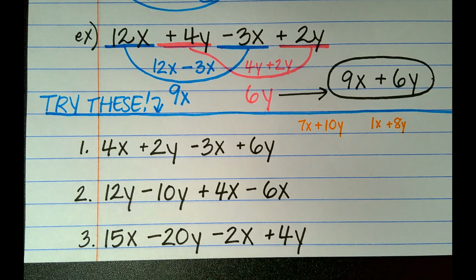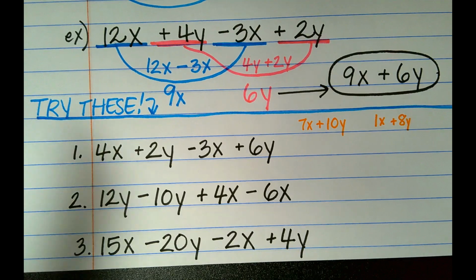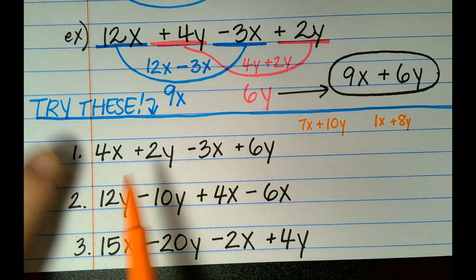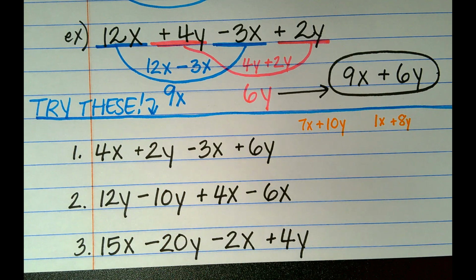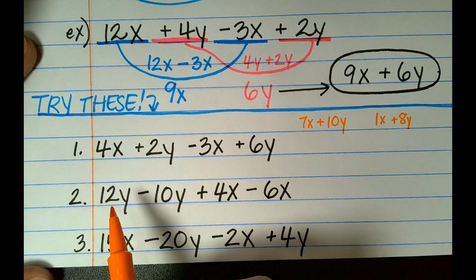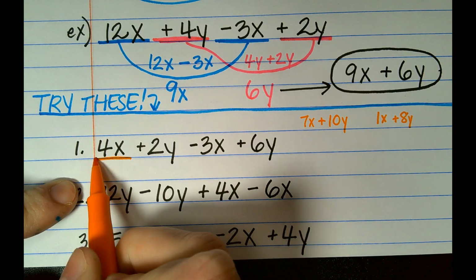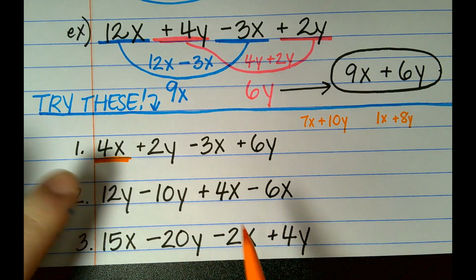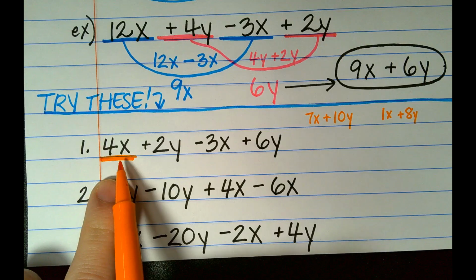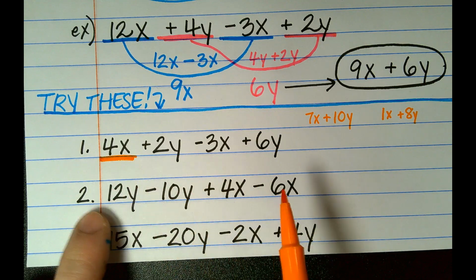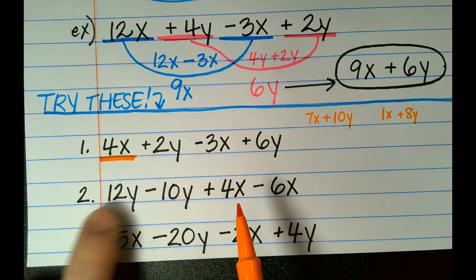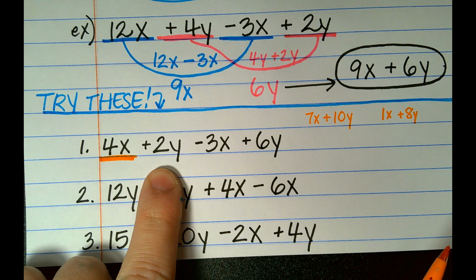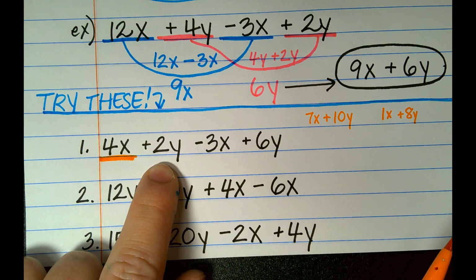Let's see how we got these different answers. So tell me, how did you get your 7x? Walk me through your process. Okay, I'll say 4x plus 3x equals 4, 5, 6, 7x. Then I took it over to the y's and I said, 2y.